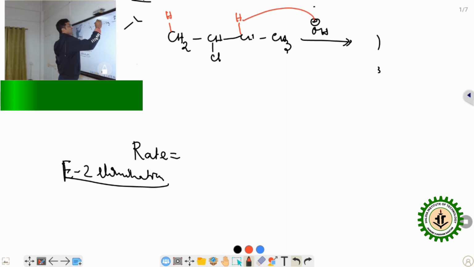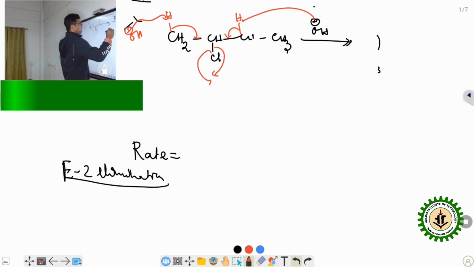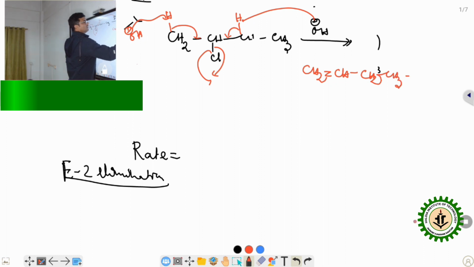This base will abstract the hydrogen either from this side or from the alternate beta position. It also abstracts the hydrogen in this way and leads to the formation of two alkenes. One is the least substituted alkene, which we call the Hofmann product, and another is the 2-alkene, which we call the Saytzeff product.